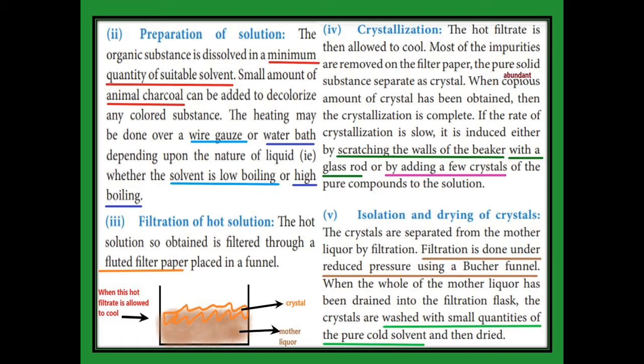The next one, isolation. Now the crystal is formed, we have to separate the crystal from the mother liquor with the help of a Buchner funnel. That is a slow process, so we have to do it with pressure.